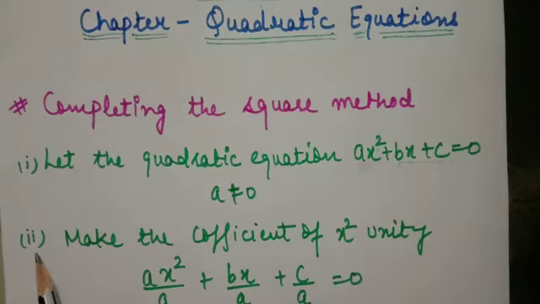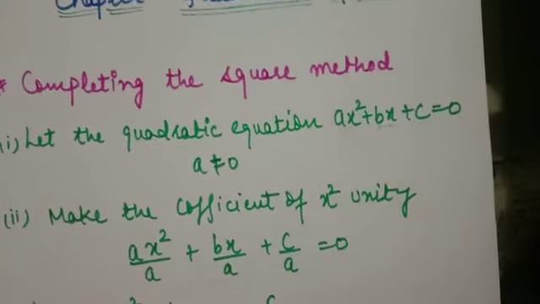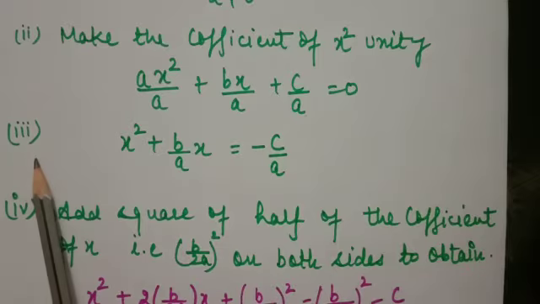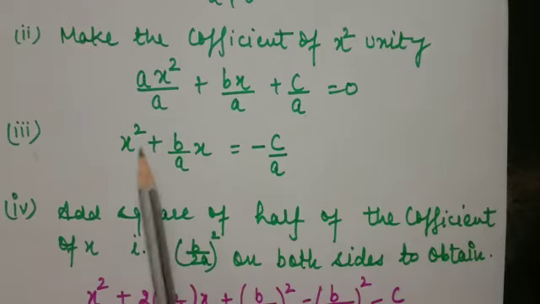Second step is obtain the quadratic equation. After obtaining the quadratic equation, make the coefficient of x square unity by dividing throughout by it if it is not unity. So here we have a with x square, so we will divide the complete equation by a like this only. So students, this is our second step, and now this is our third step, shifting the constant term c by a on the right hand side to get.